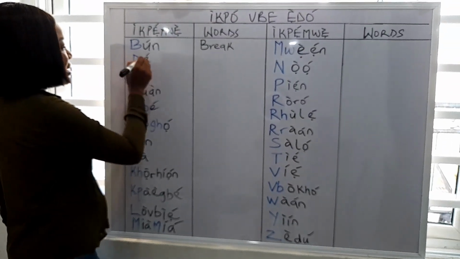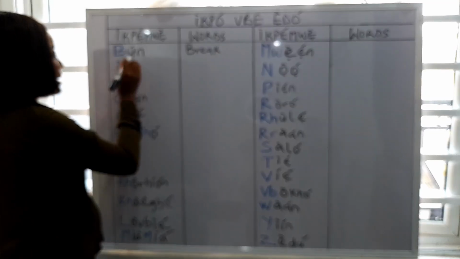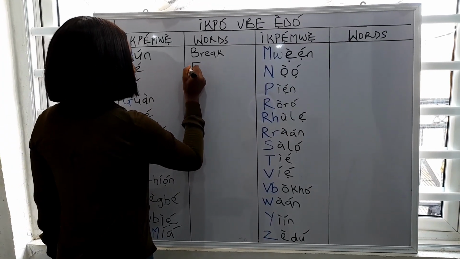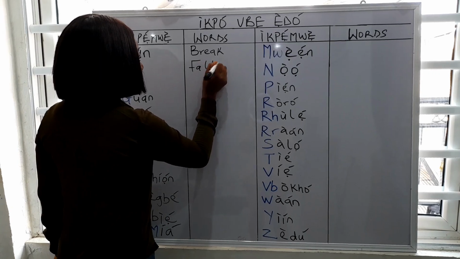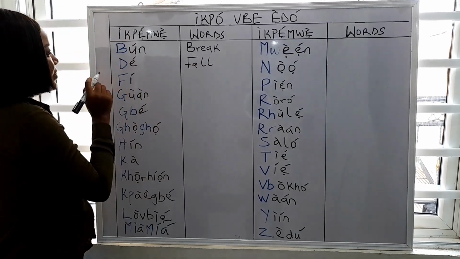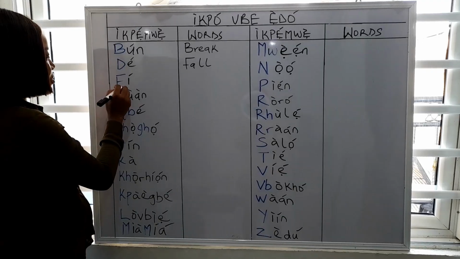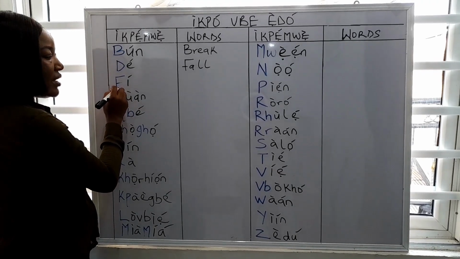Now the second consonant is d. The word here is de. De means to fall. To fall. D, de. And then we have the third consonant here, which is f.